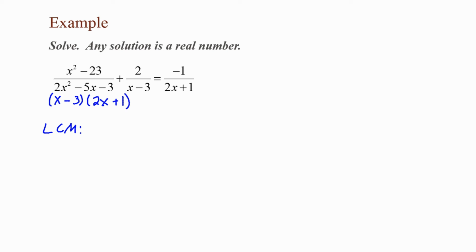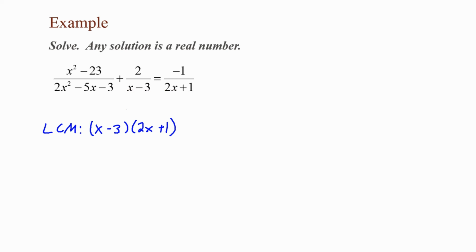Now we want to find the LCM, so I write down what's in my first denominator, which is x minus 3 times 2x plus 1. Then I check my next denominator. I already have an x minus 3 in my LCM, so I don't need to write it again. Check my third denominator. I have a 2x plus 1, so I don't need to write it again.